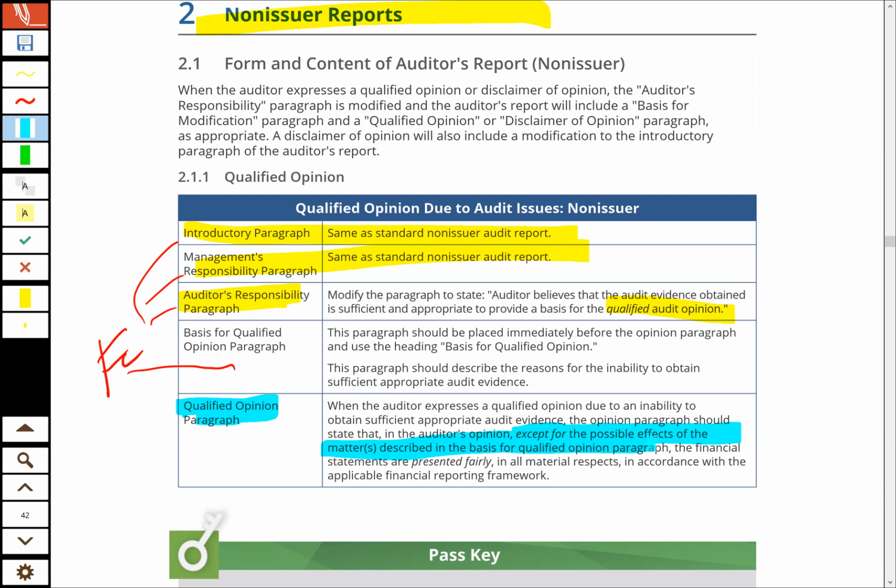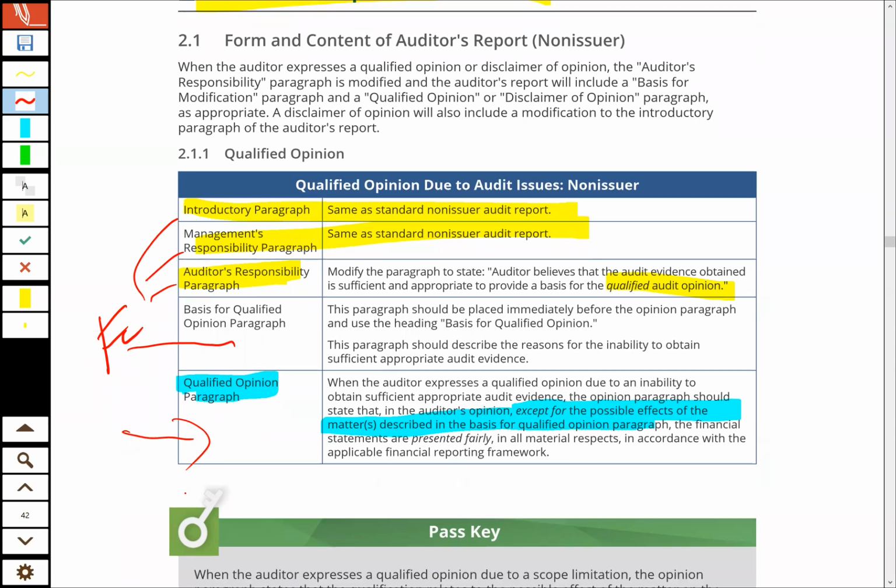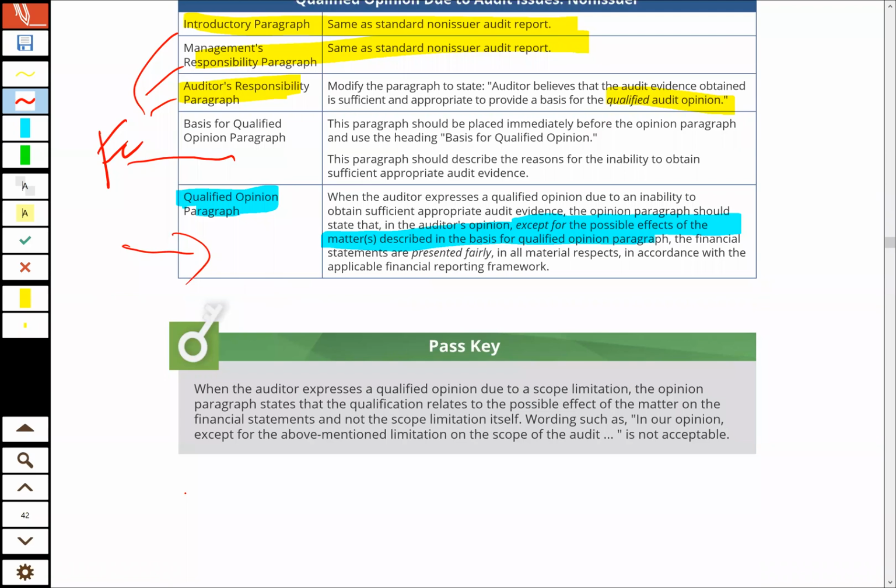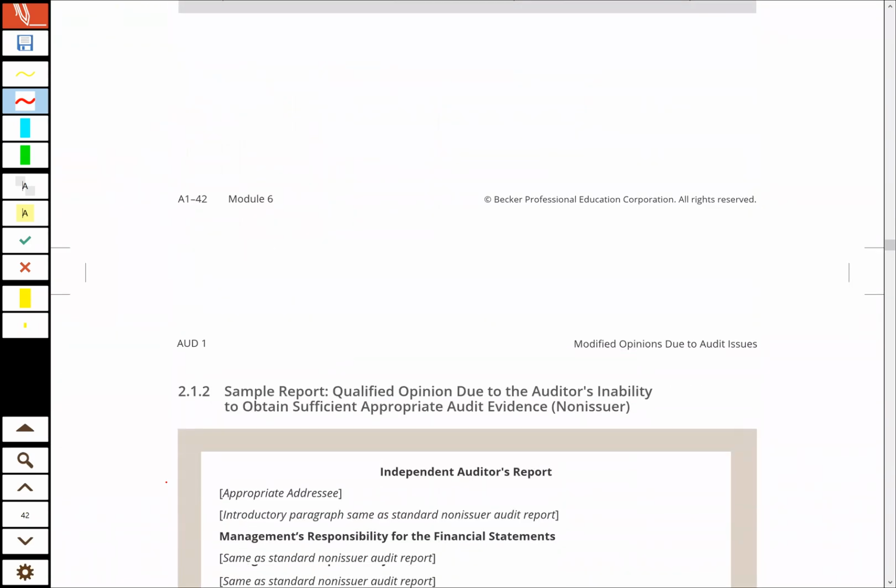But again, the important thing here is notice how similar that structure is to what we did for the GAAP modification, but now it's a GAS qualification here. Okay, good.